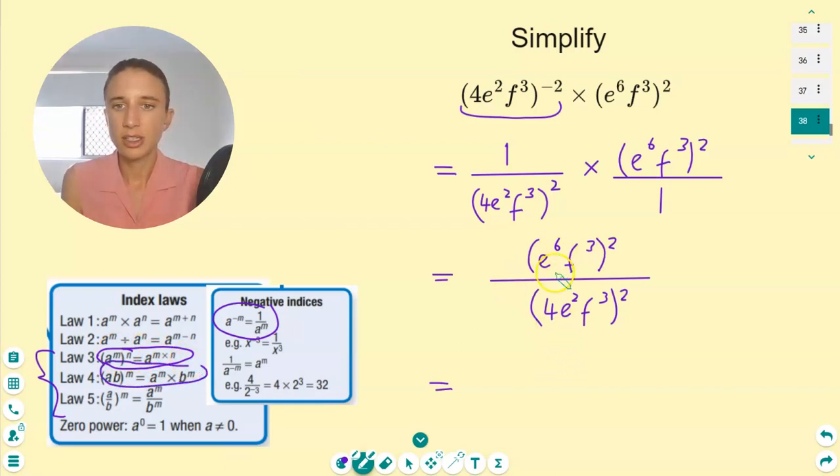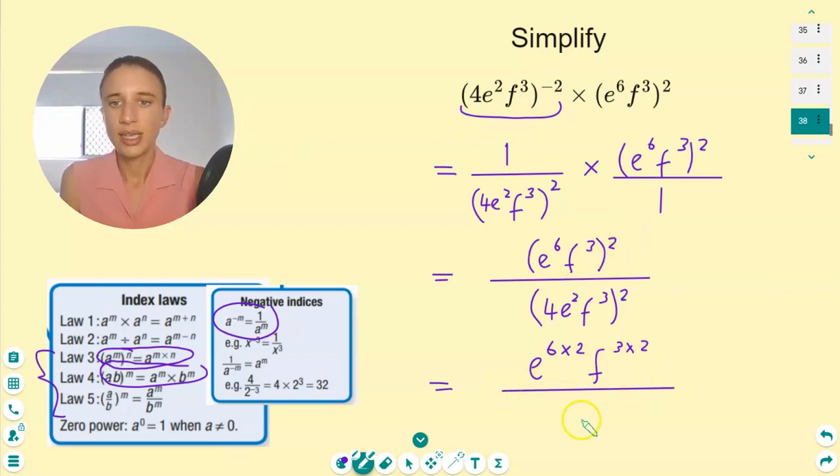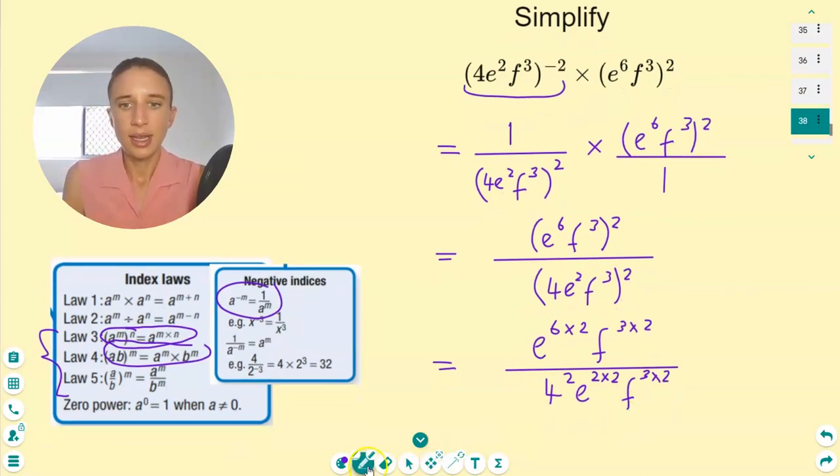So let's expand it. So e to the 6, so expanding the brackets. Well, if we've got a bracket separating them, you've got to times the powers. That's the key with this. You raise everything to that power. So on the denominator, I'm going to have 4 raised to the power. So that's applying law 4, I think. ab to the m is the same as a to the m, b to the m. So 4 to the 2, e to the 2 squared means e to the 2 times 2. f cubed squared, you multiply the powers. And let's keep going.